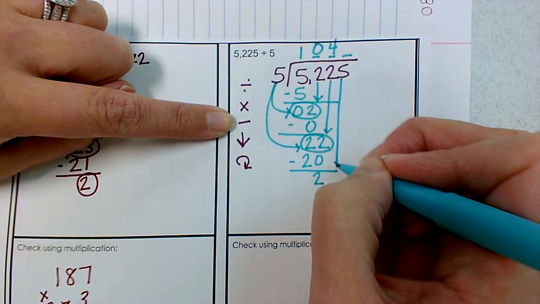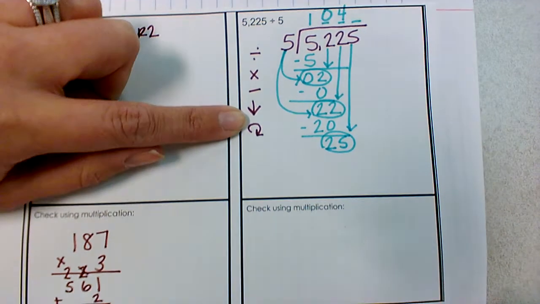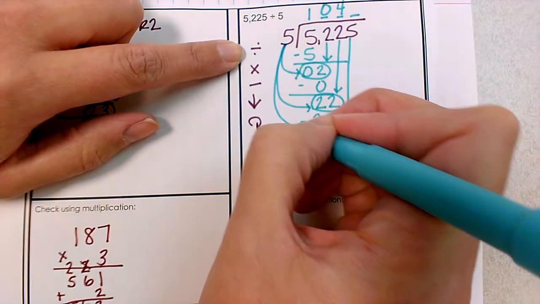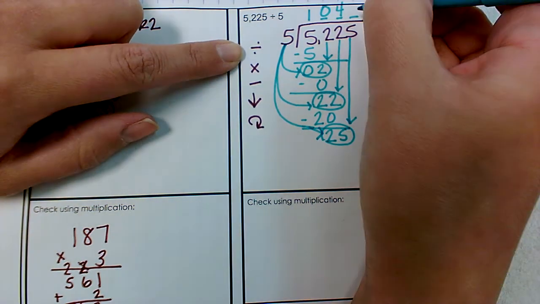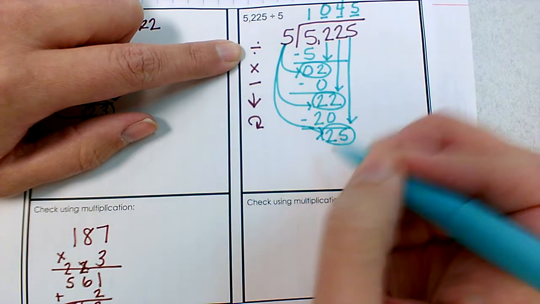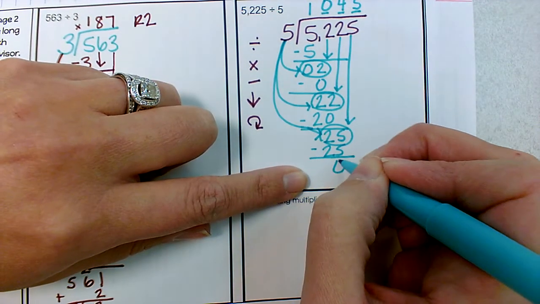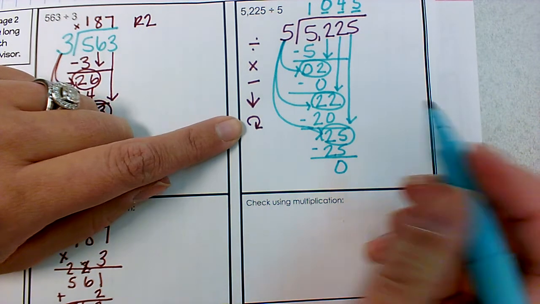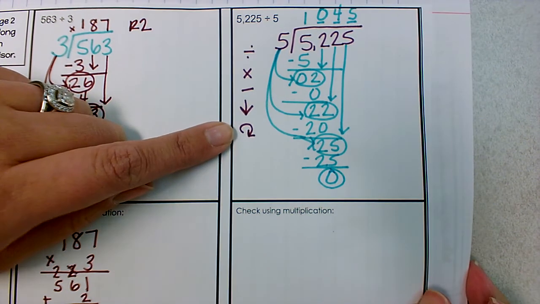I'll bring down this 5 all the way, and I'll circle that 25. Now I'm ready to come back and start again. How many groups of 5 can I make in 25? I can make 5. 5 times 5 is 25. I can subtract and I get 0. There is nothing left to bring down. All of my place values are filled. I can circle 0 and know I am finished.